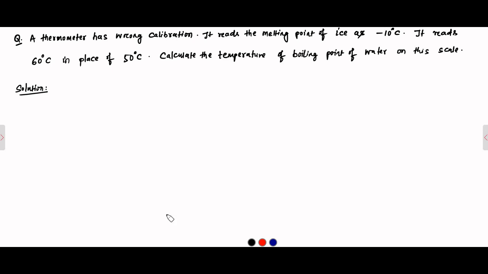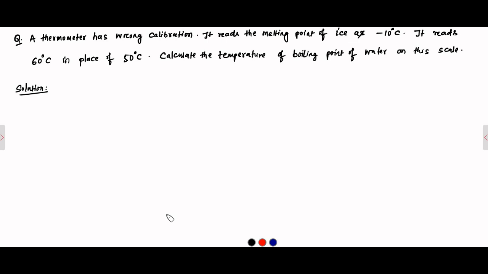Hello friends, so here is another question on temperature scale and temperature measurement. It is given that a thermometer has wrong calibration. Wrong calibration means the fixed points are wrongly marked.